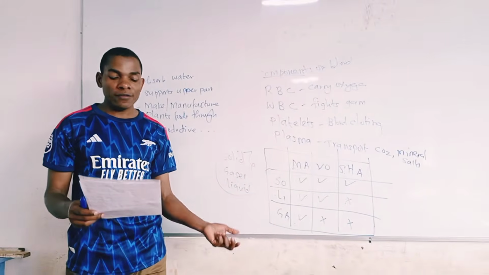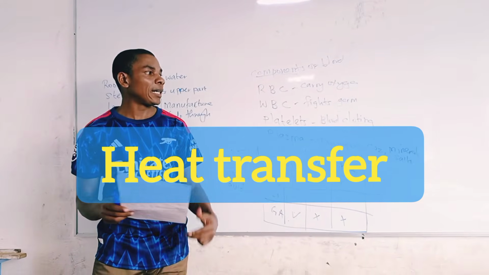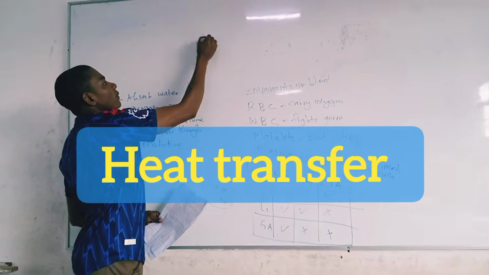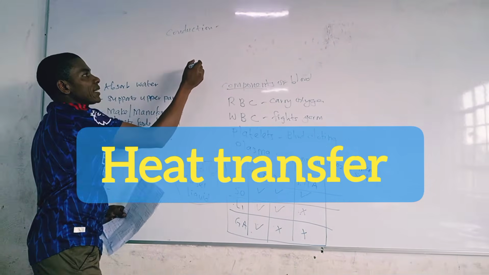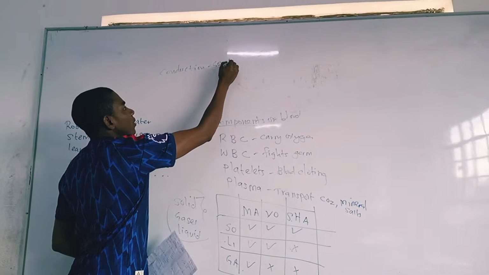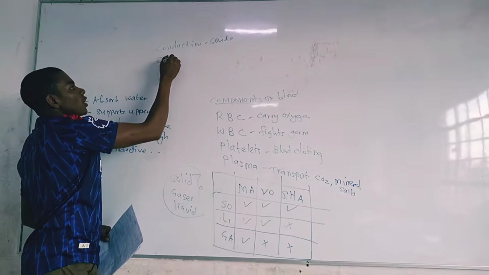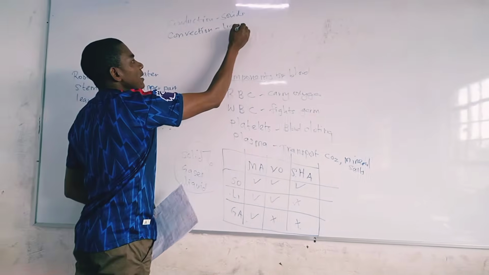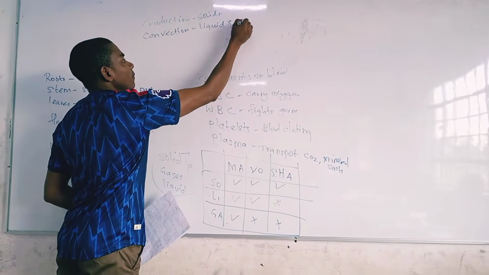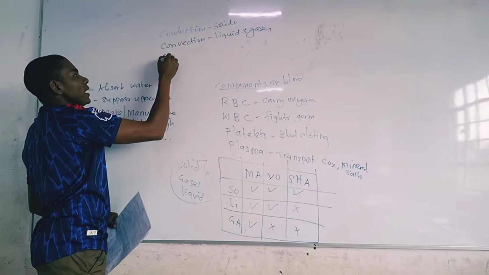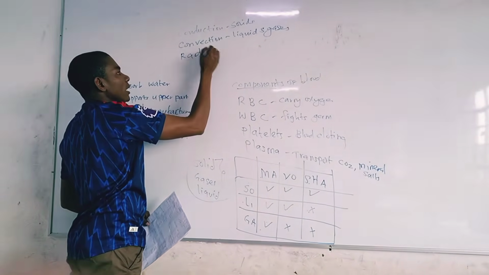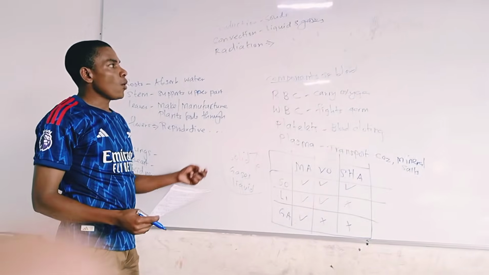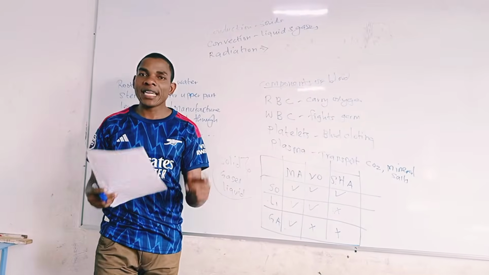Question 5 can come from heat transfer. For heat transfer, we have conduction. This one takes place in solids. Conduction is in solids. We have convection. This one is in liquids and gases. Then finally we have radiation. This one does not need any medium to be transferred. It only needs space. For example, let me give you an example.